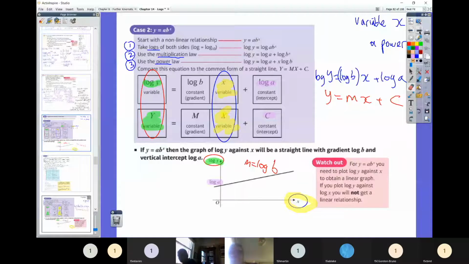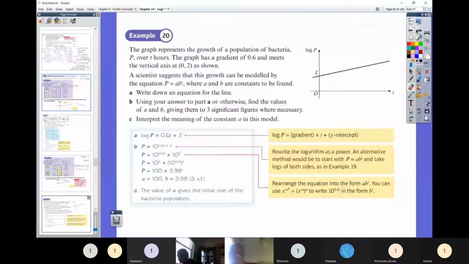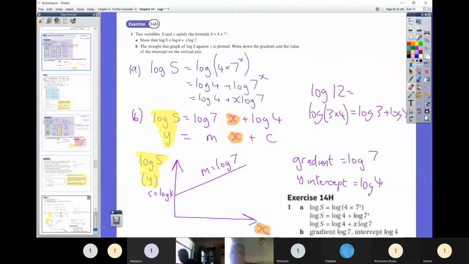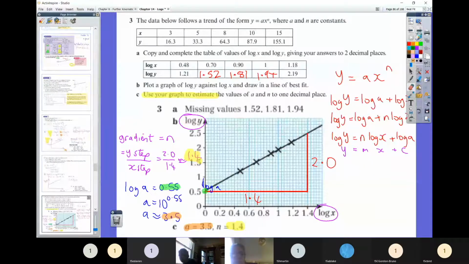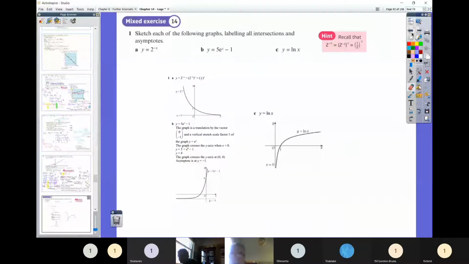So I want us to work through the questions. I don't think there's a need for us to go through the examples. I'd rather you just launched into it. So for exercise 14H, let me remind myself how many questions. It's 6, 7, 8. Oh, a few more than I remembered. 9 questions, excuse me. So 9 questions there. So if we could be working through those.